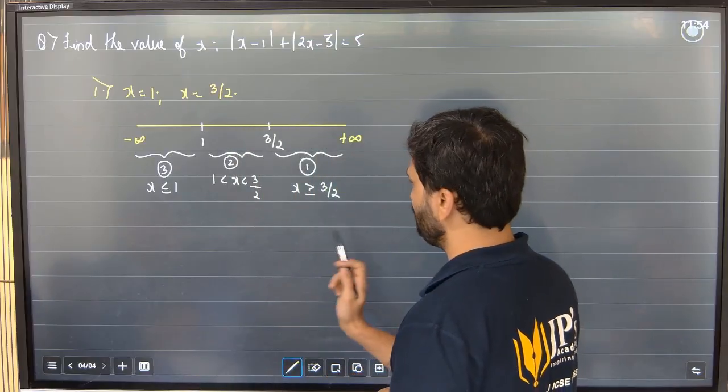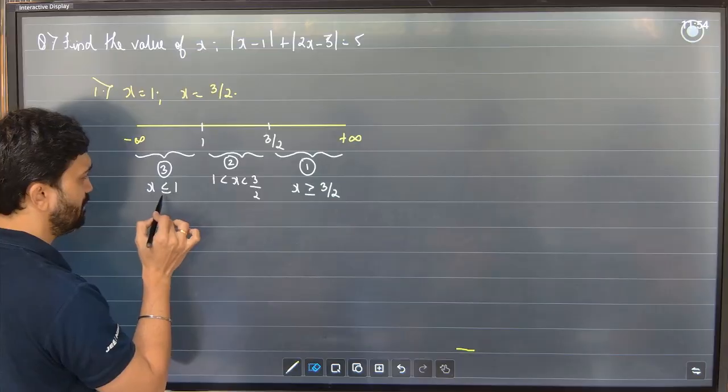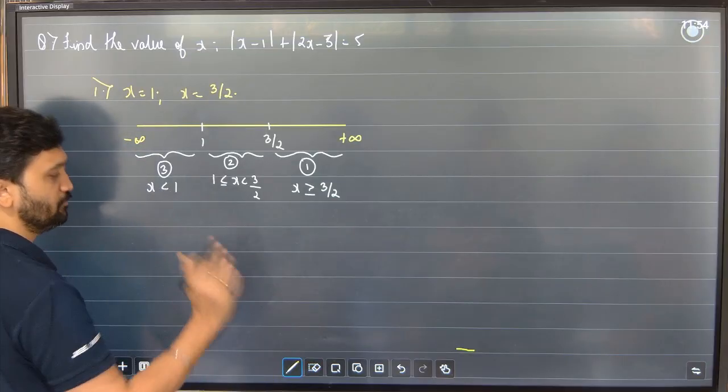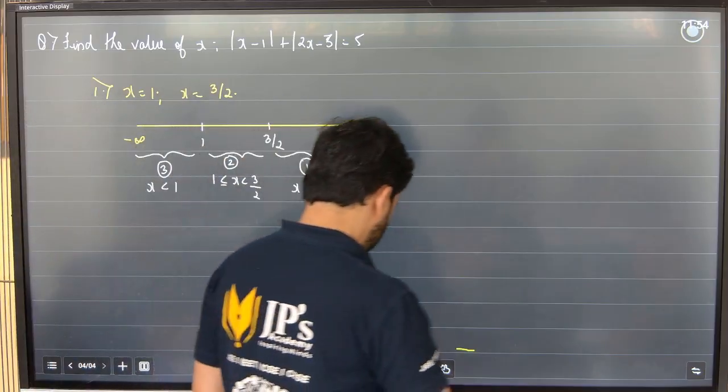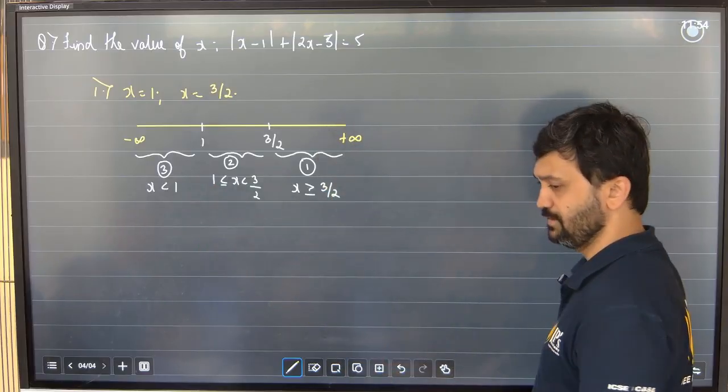Now see, I usually prefer that every term must be included once. So do one thing: include 1 in the middle section, and do not tamper with this one. You can take 1 less than or equal to 1 here also, that's not a problem. That's up to you, you can do that.